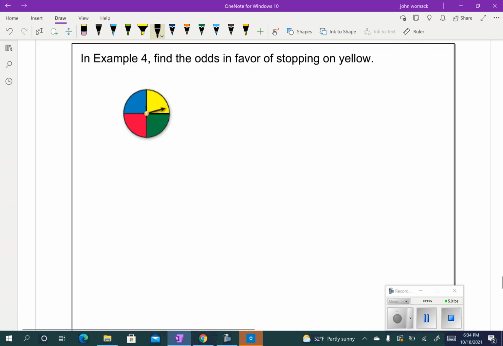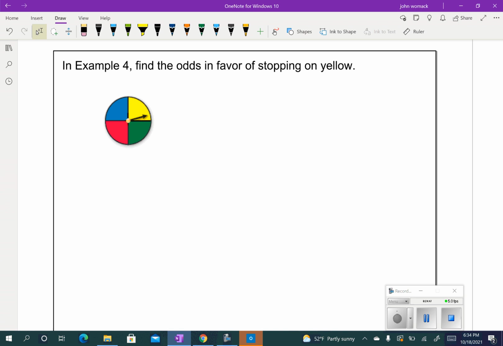So it says find the odds in favor of stopping on a yellow. So how many yellows are there? There's 1. Usually with odds, you write it this way: 1, and then how many are not yellow. So the odds in favor, right? That's in favor, 1 yellow. There are a total of 3 others, so it's 1 to 3.